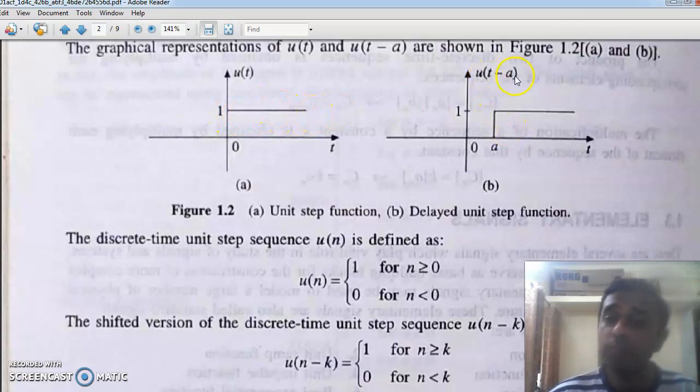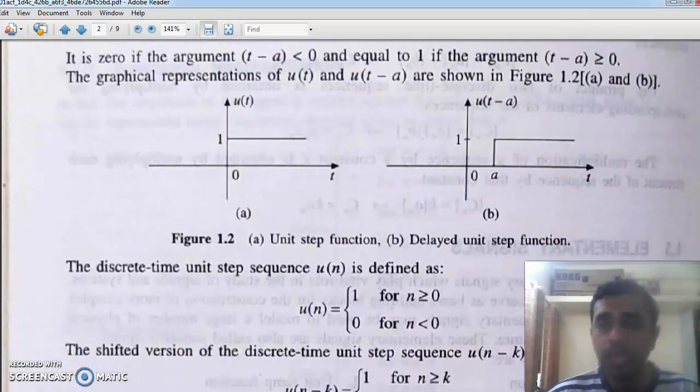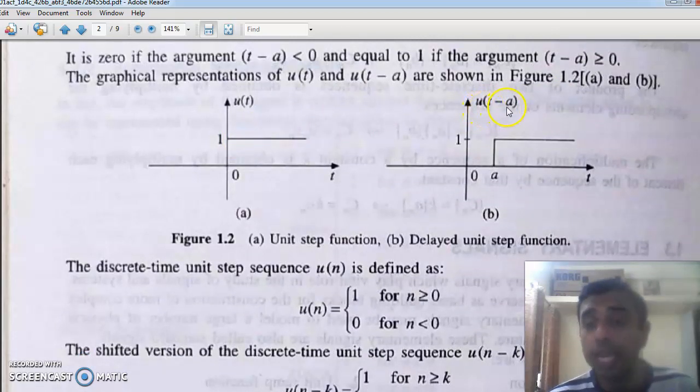Okay, what is u of t minus a? It is shifted by a seconds. That is, if a is replaced by delta, the unit step function is delayed by delta seconds. Keeping this in mind, these two signals, u of t as well as u of t minus delta, go together. So what happens if I subtract u of t minus delta from u of t?